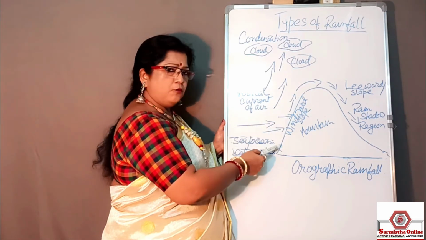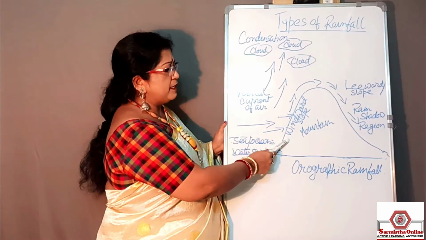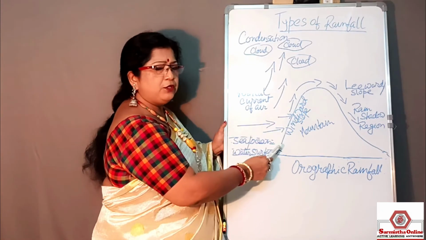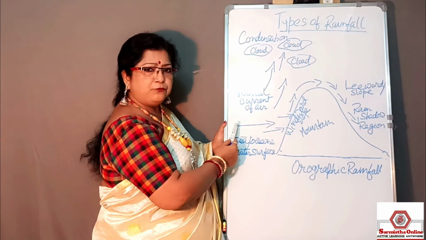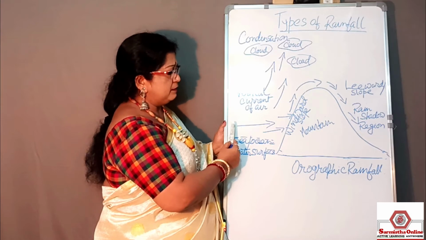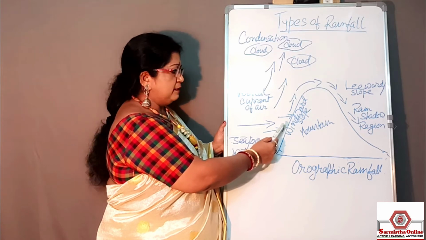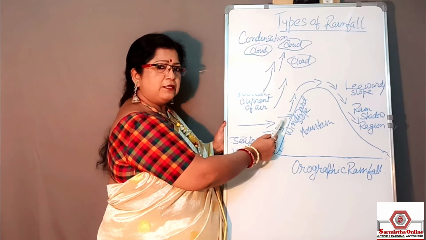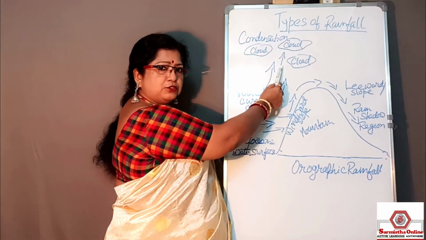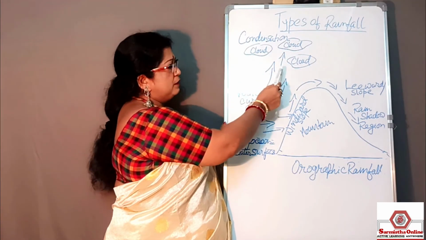The mountain slope which is struck by the moisture carrying wind is known as the windward slope. That means here in this diagram, this is the windward slope and the moisture laden wind is coming from over the water surface, in the right angle direction, proceeding towards the mountain, gets struck by the mountain, and due to this thrust it goes upward in the high altitude.